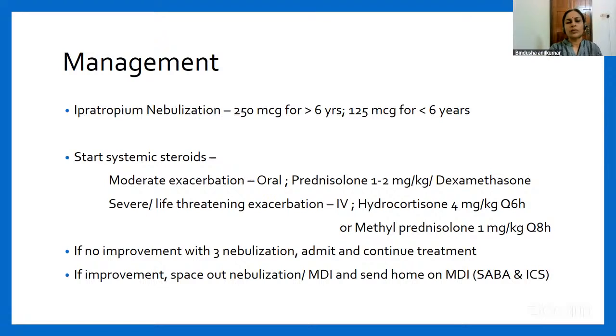Okay. So in the emergency room, we will give oxygen. We will start short-acting beta agonists. Ipratropium nebulization may also be given, and make sure that you start steroids. Okay.